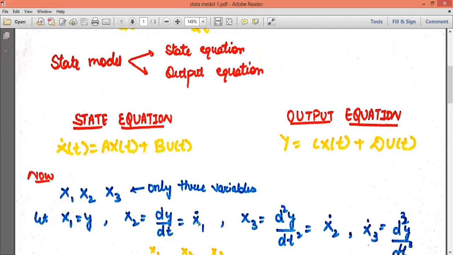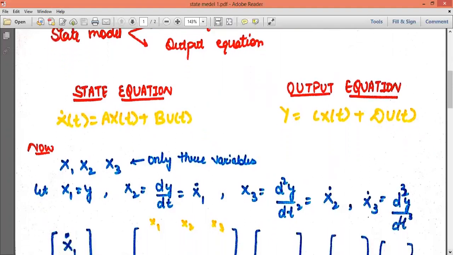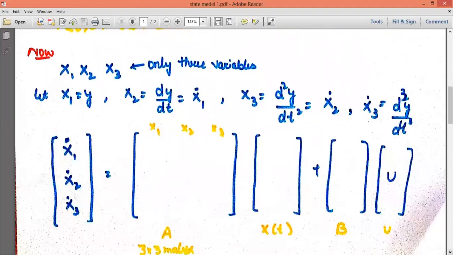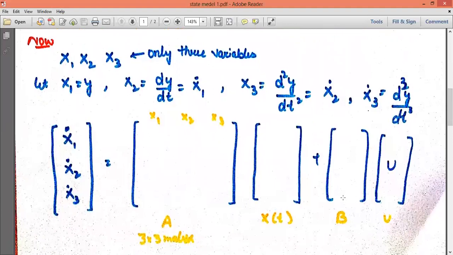Also we can write this as x1 dot. In a similar way, x3 is the differentiation of x2, so we can write x2 dot. So this is the way to represent it. Now, in the representing form, how are we going to represent it? See, this is a way to represent the state equation.